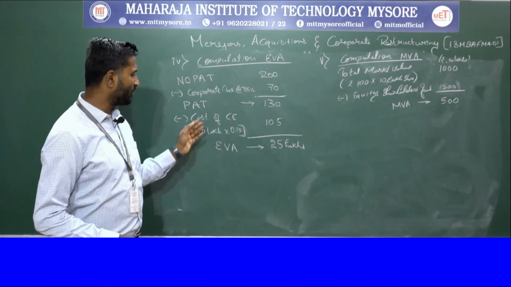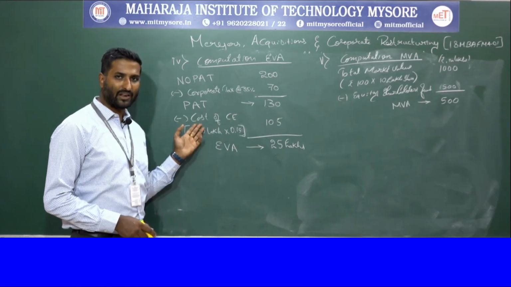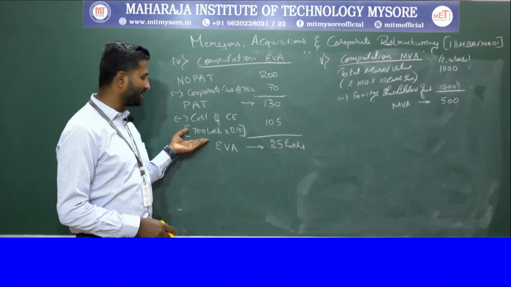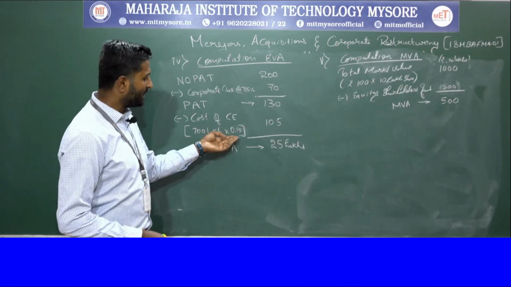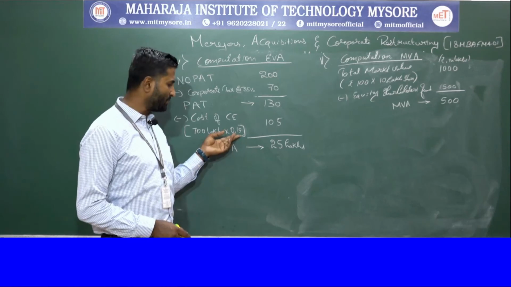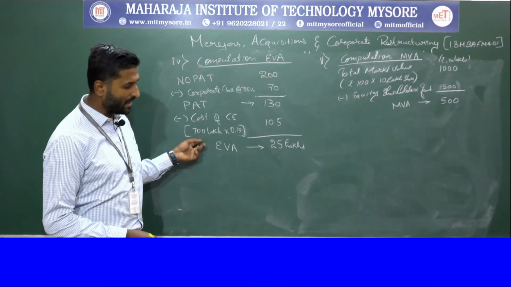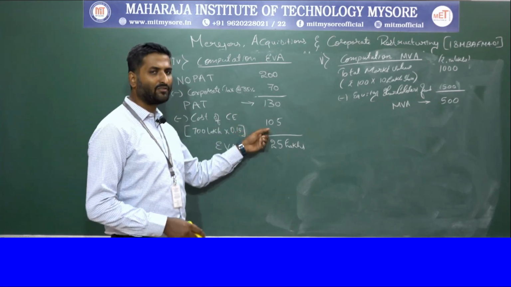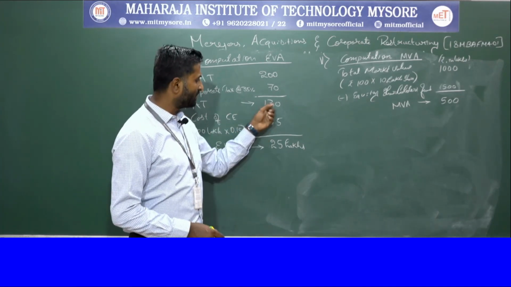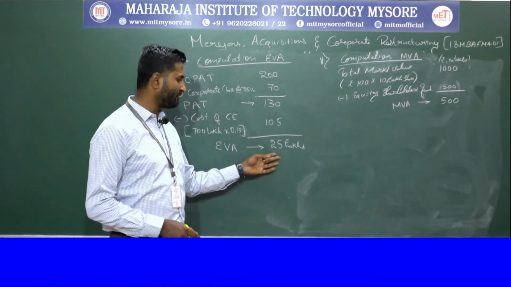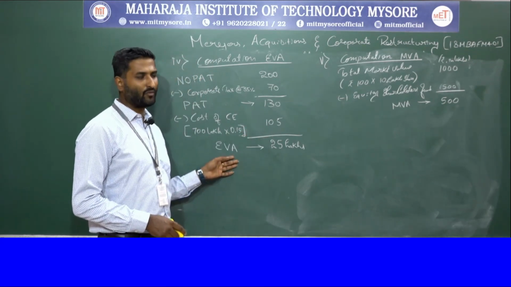Then from that we are going to deduct the cost of capital employed. The total amount of capital which we raised is 700 lakhs, and the cost of capital they have given is 15%. So we need to charge the cost of capital on the total capital employed, and we get 105 lakhs. So once we deduct 105 from 130, we get 25 lakhs as economic value added.